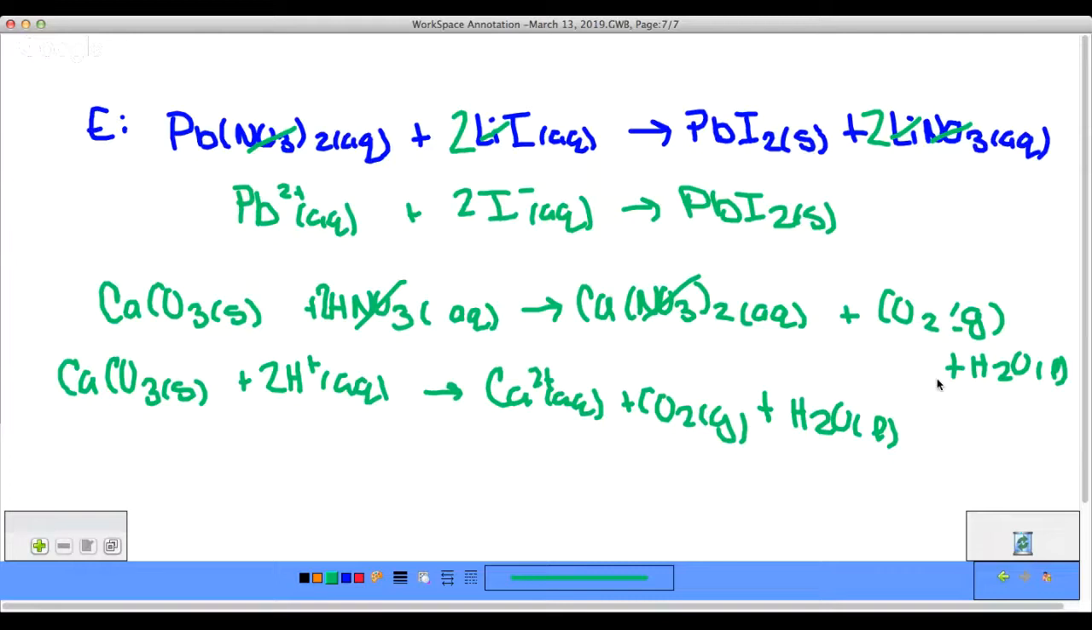So we still put charges on single elements in the product like calcium. You still put a charge on that because it has a charge since it's bonded to the nitrate. So you still want to make sure you put a charge on that. Calcium carbonate does not have a charge because that's a solid, and so it doesn't break apart.